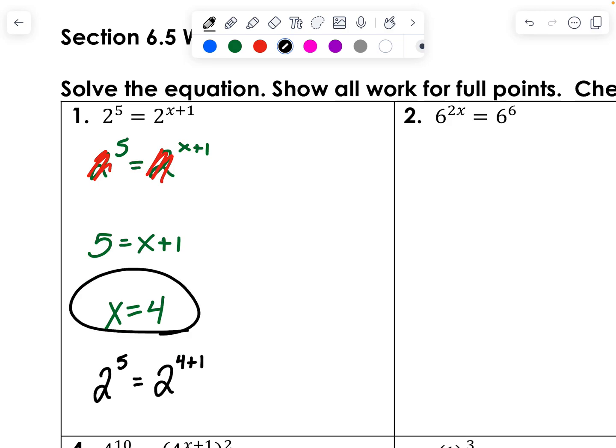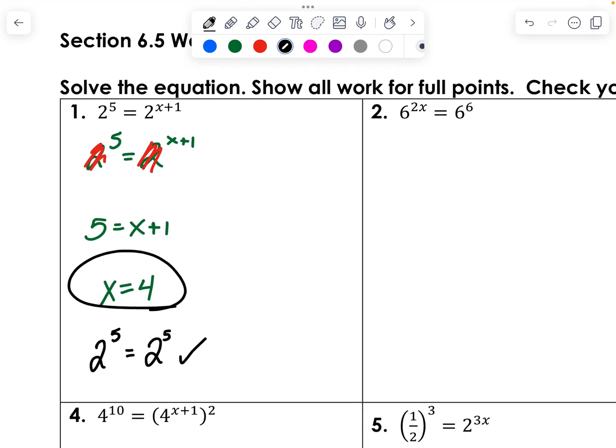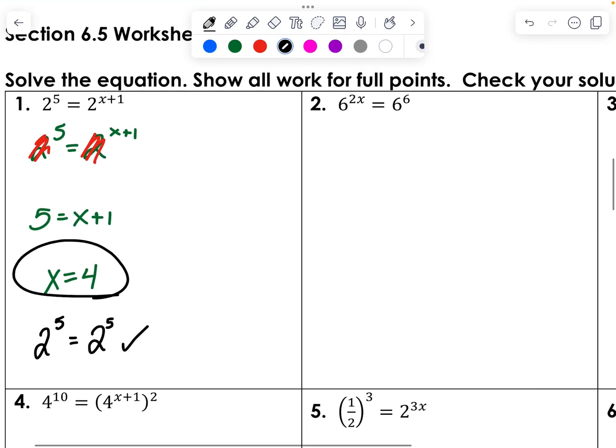And let's check our work. If I were to substitute 4 in for x, what would I get? 2 to the 5th equals 2 to the 4 plus 1. Well, I know that's true because if I were to simplify this side, 4 plus 1 is 5. 2 to the 5th has to equal 2 to the 5th. So that must work.